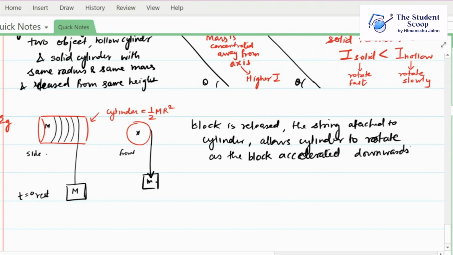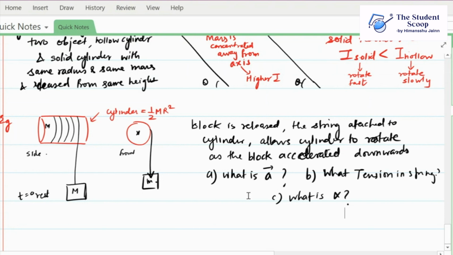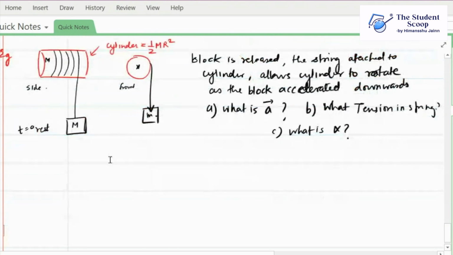Correct? So the first question we need to ask is, what is the acceleration? And second, what is the tension in the string? The third question, we can say, what is the angular acceleration? So in this question, we have to apply both the net force and net torque related formulas. So how do we do this kind of question?